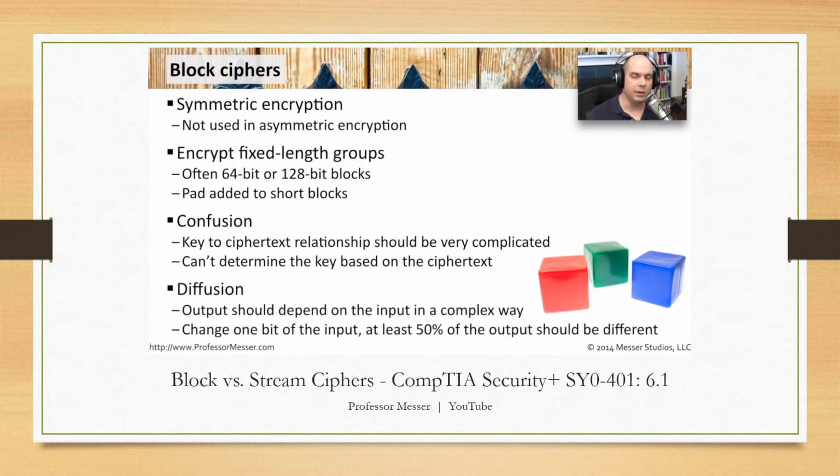Another concept is one called diffusion. That means that your output should be very, very different than your input. And if you were to change just one letter of your input, your output should be dramatically different. You shouldn't have minor changes to the output when you make minor changes to the input. That diffusion means that at least 50% of the output changes if you were to change one thing inside of your input. That way you can always be assured that the output that you get, that ciphertext, is going to be as complex and difficult to figure out as possible.